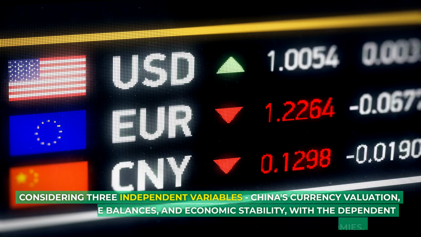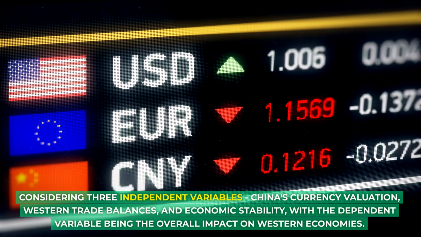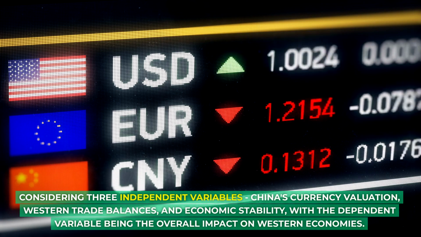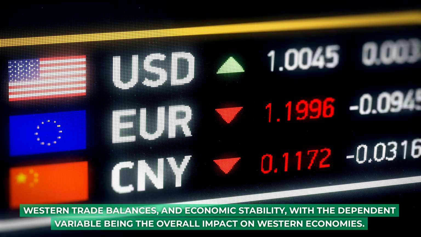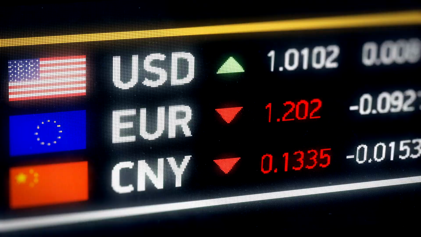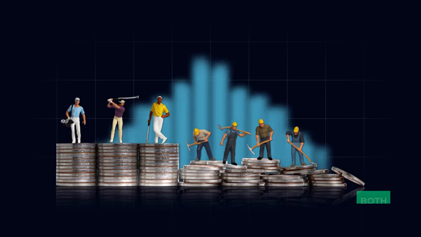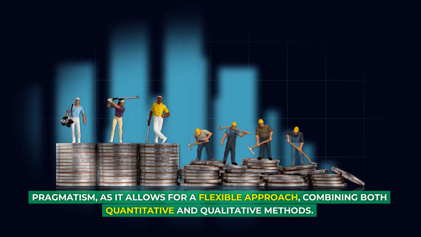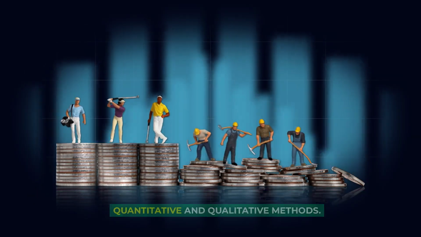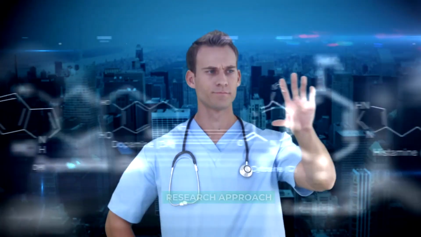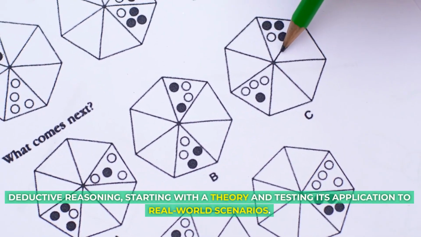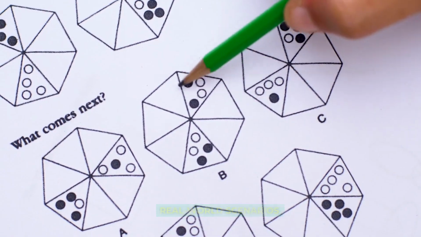Conceptual framework. Considering three independent variables: China's currency valuation, Western trade balances, and economic stability, with the dependent variable being the overall impact on Western economies. Research philosophy. Pragmatism, as it allows for a flexible approach, combining both quantitative and qualitative methods. Research approach. Deductive reasoning, starting with a theory and testing its application to real-world scenarios.